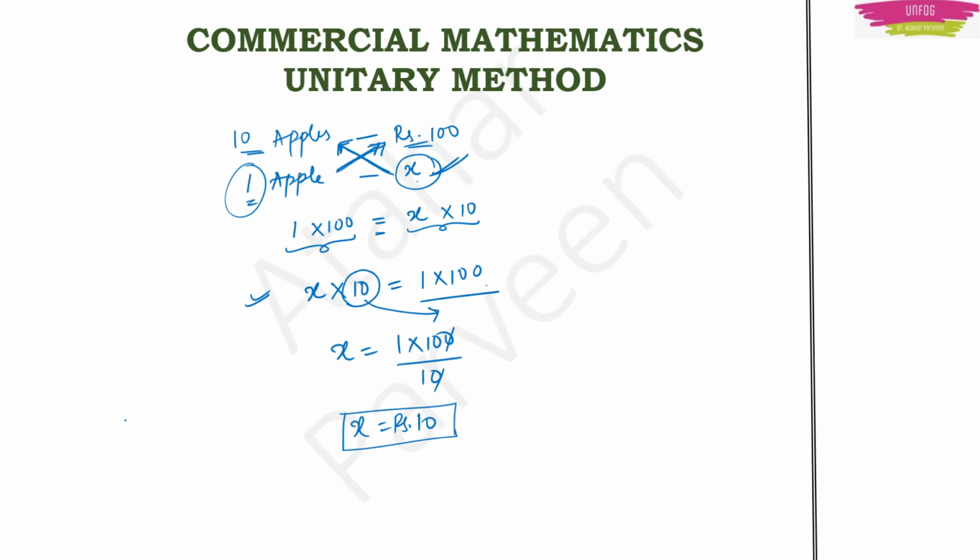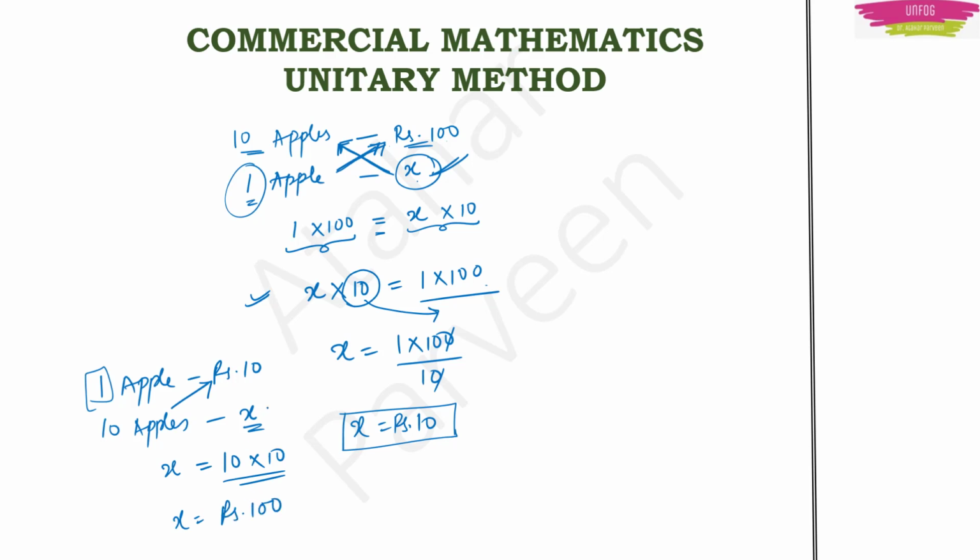Okay, if I want to do the other way, if the cost of one apple is 10 rupees, what will be the cost of 10 apples? That will be x, right? Now what you will do? Just simply you will multiply 10 into 10. Because here 1 is there, I don't need to multiply anything. Already 1 is there, means on the left hand side I will get only x. x into 1 will be x, is equal to 10 into 10. I put it on the right hand side. So the cost of 10 apples became 100 rupees. Okay, this is called unitary method.